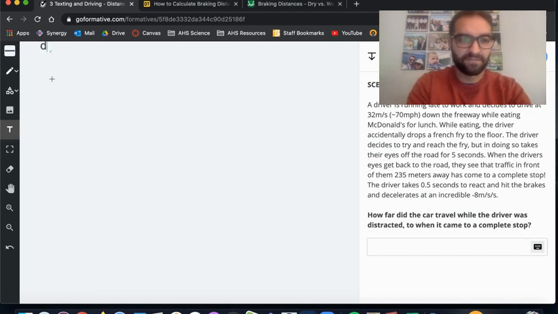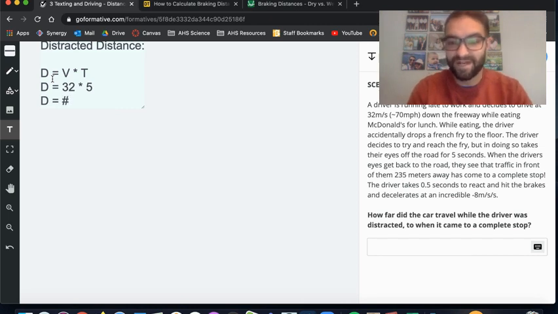Okay, so this would be our distracted distance. Okay, distance equals velocity times time. Sorry, my brain is slowing down on me. Distance equals, okay, if I look at the velocity, it's 32 meters per second times how long were they distracted for? 5 seconds. Okay, so that is going to give you your value there. Okay, I'm not going to give it to you. I'm going to make you do it.